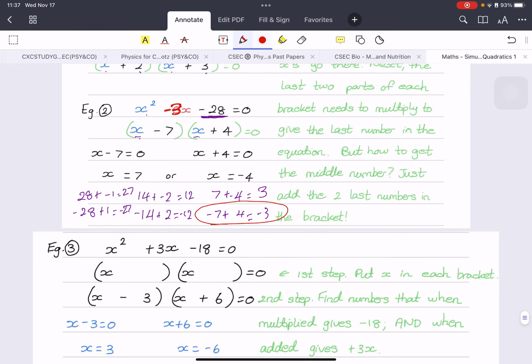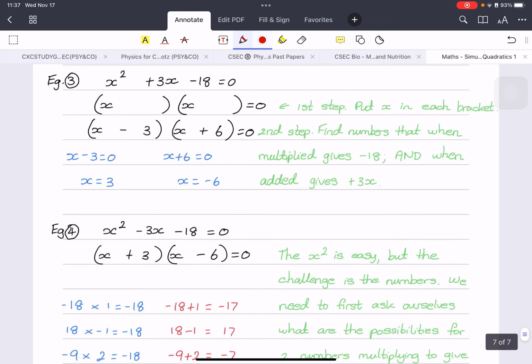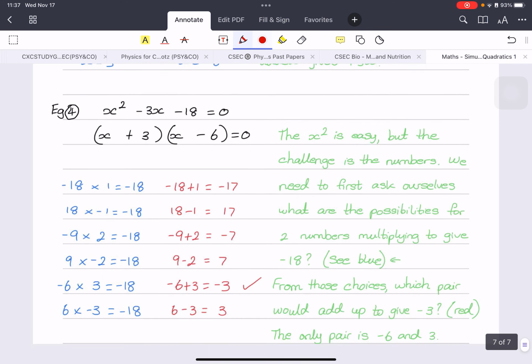Okay, so this is my correct answer, negative 7 and 4. So I put my negative 7 here, I put my 4 here, and then I proceed to solve it. So x minus 7 is 0, x is equal to 7, x plus 4 is 0, x is equal to negative 4. And we have solved it just like that. Okay, let's take one final example. Actually, we have a couple more examples.